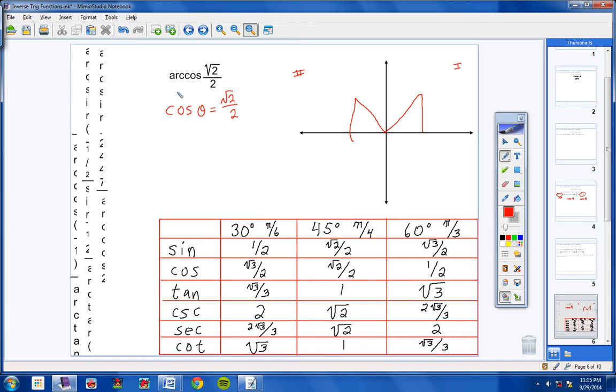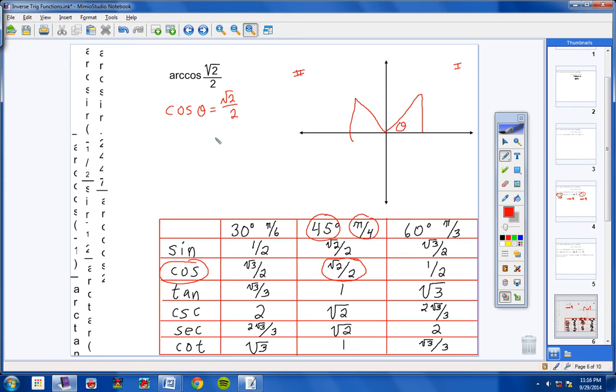Now, look at this carefully. Arc cosine of square root of 2 over 2 means cosine of theta equals square root of 2 over 2. Now notice the square root of 2 over 2 is positive. Okay, now because it's positive, that means we're going to be dealing in the first quadrant, because we know over here if we took cosine of theta we'd get a negative answer, because over here cosine is negative. So we know we're dealing in the first quadrant, and so now let's see what we have. When does cosine of an angle give you square root of 2 over 2? Well, here's cosine. Here it is right here, look. Right there. So cosine of 45 degrees, or pi over 4, is square root of 2 over 2.